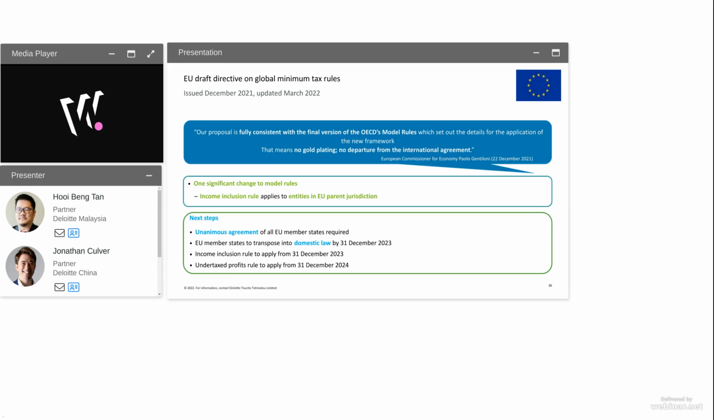And of course, as I mentioned earlier, the EU says that they will apply the IIR from 31st December 2023, effectively 1st January 2024, and the UTPR from 31st December 2024, so effectively 1st January 2025. So that's what they plan to do, and the UK has done that as well. So this EU directive is quite an important guide to the rest as well.